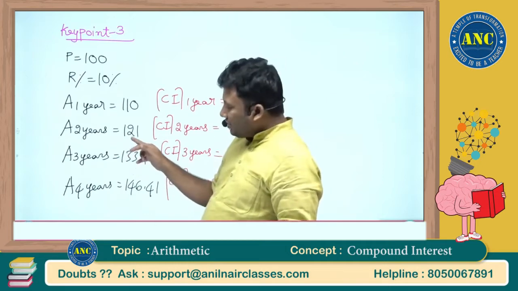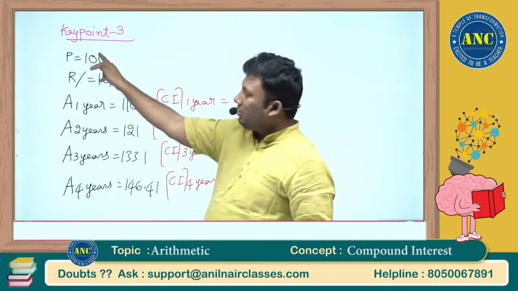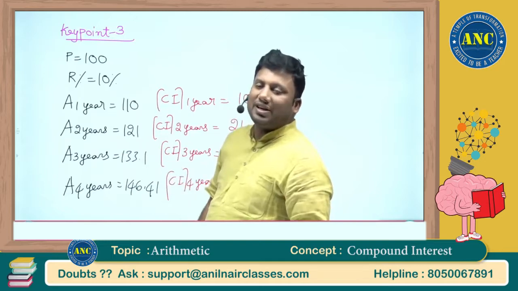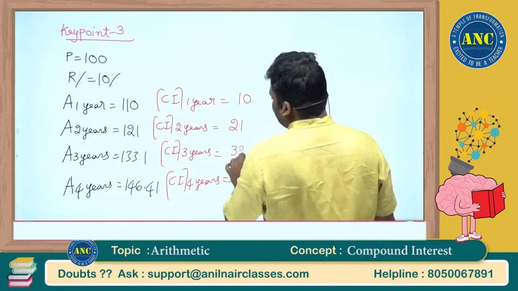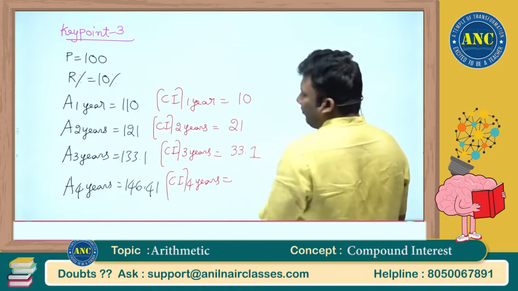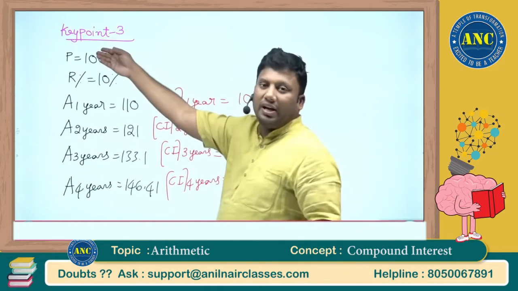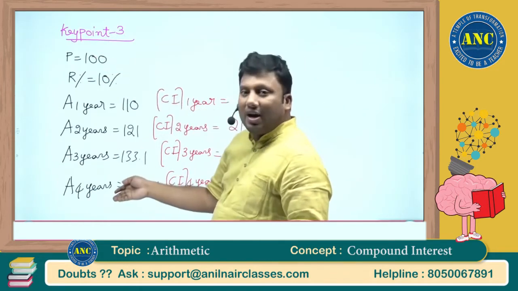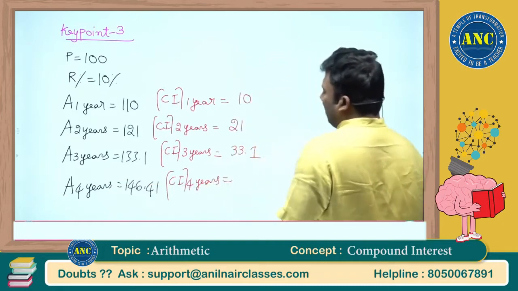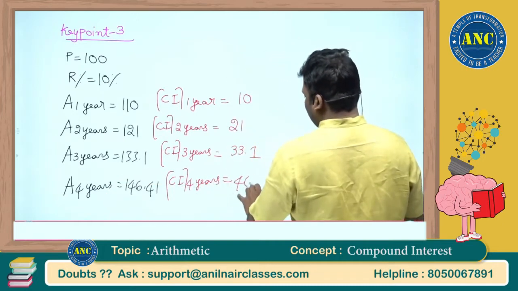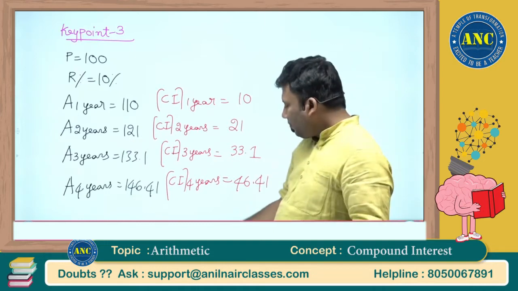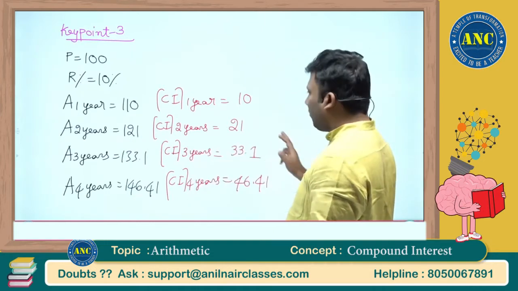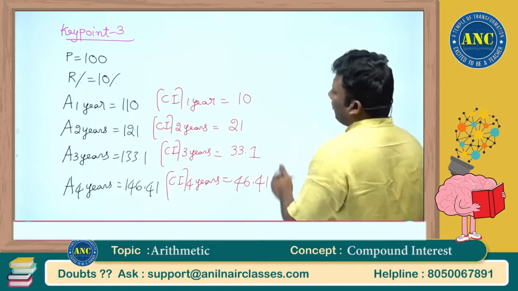CI for 3 years. Initially principal is 100. After 3 years, I gave 133.1. So extra how much is it? 33.1. Initially, I took 100 rupees from my friend. After 4 years, I gave 146.41, which is 46.41 extra. So 10 is becoming 21.